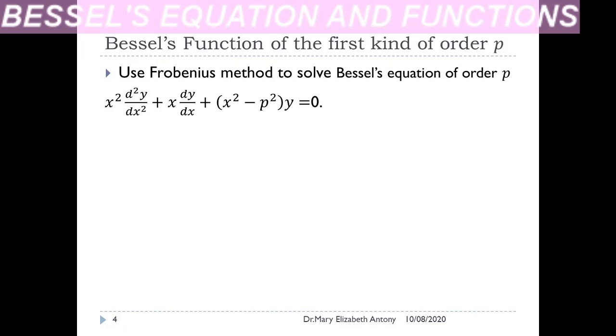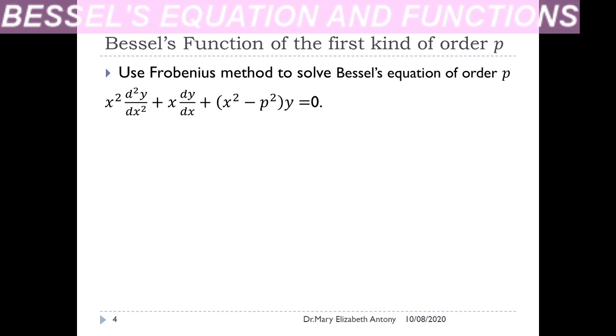Bessel's function of the first kind of order p. Now we are trying to solve Bessel's equation of order p. Previously we had done order 0 and we had got J0(x) as a particular solution. Now we are trying to find the solution of Bessel's equation with order p. Again, x equal to 0 will be a regular singular point.